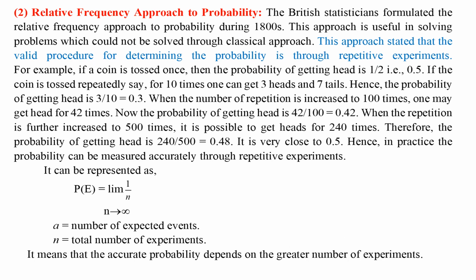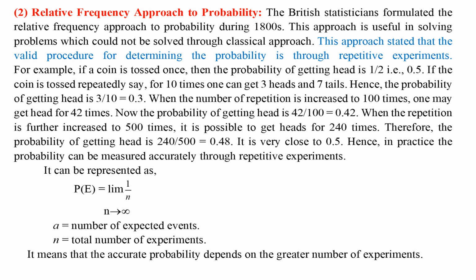Relative frequency approach to probability. The British statisticians formulated the relative frequency approach to probability during the 1800s. This approach is useful in solving problems which could not be solved through the classical approach. This approach stated that the valid procedure for determining the probability is through repetitive experiments.